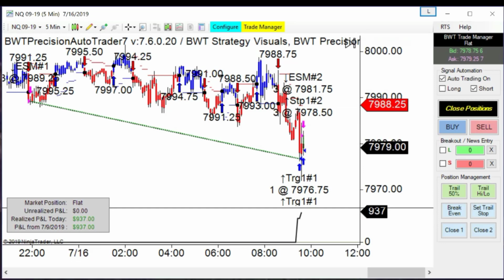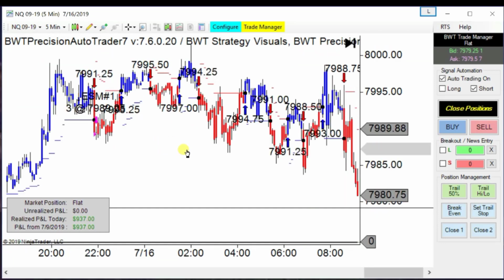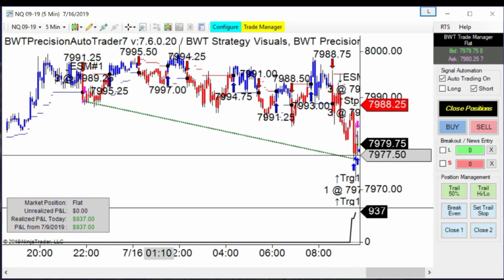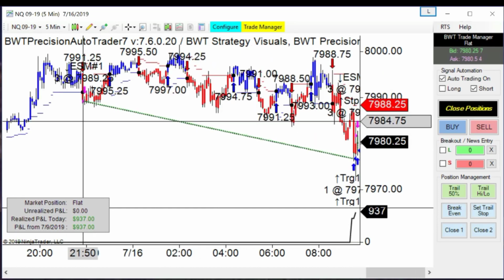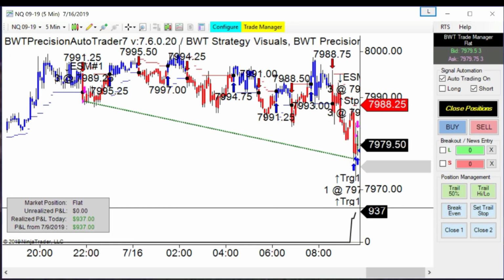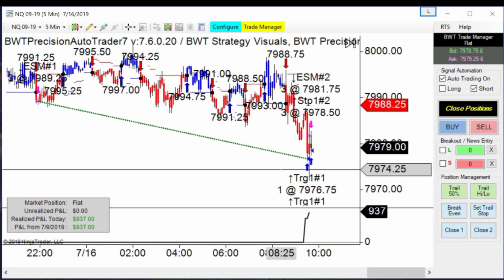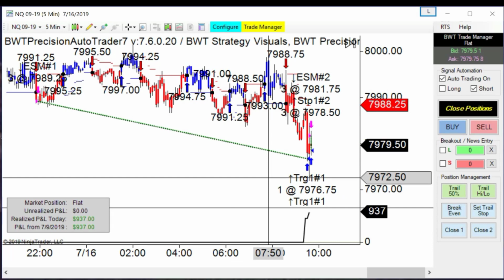This is a 5-minute chart, and you can see I took the trade right over here, 9:50, 10 minutes to 10, and it lasted all night into the early trading hours.